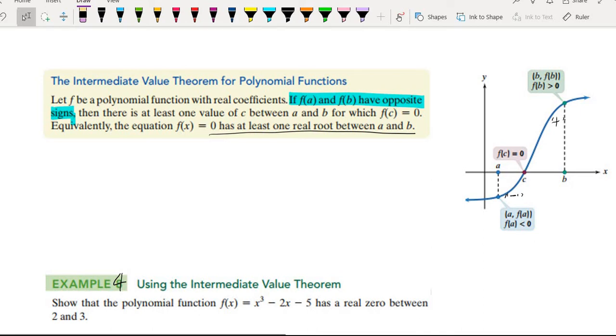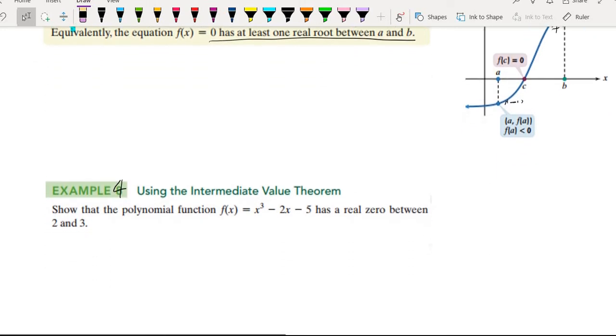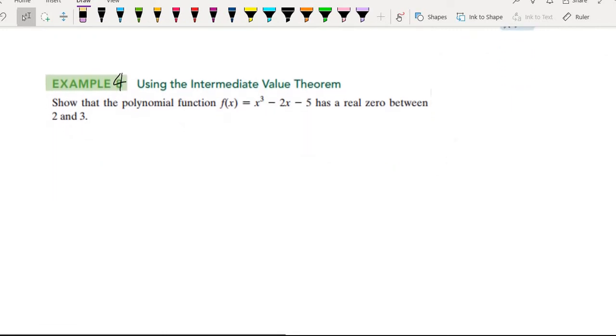So if you look at the output, f of A and f of B, they have opposite signs, then we say there is at least one value of C between A and B for which f of C equals 0. So it's the same thing as the equation f of x equals 0 has at least one real root between A and B. Okay? So let's look at an example, and then you're going to realize this is a really easy question.